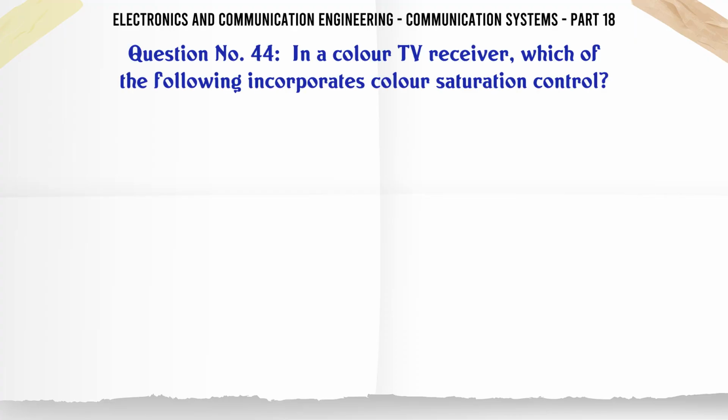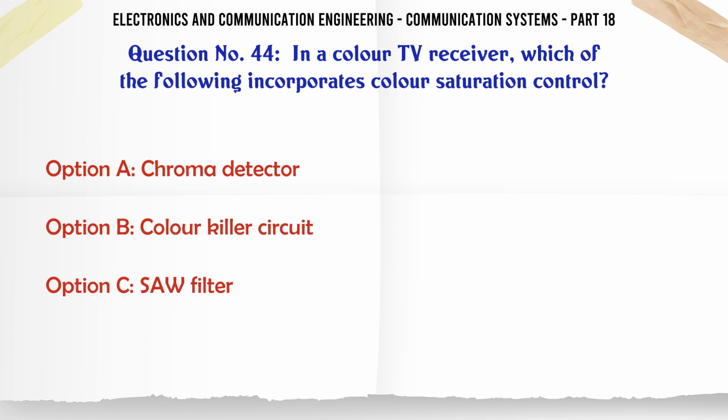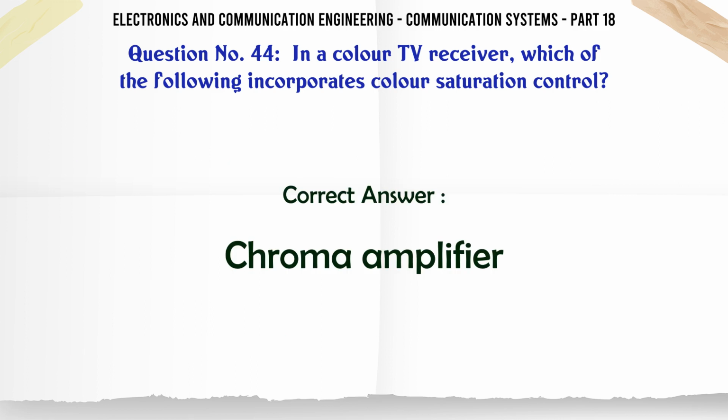In a color TV receiver, which of the following incorporates color saturation control? A. Chroma detector. B. Color killer circuit. C. SAW filter. D. Chroma amplifier. The correct answer is chroma amplifier.